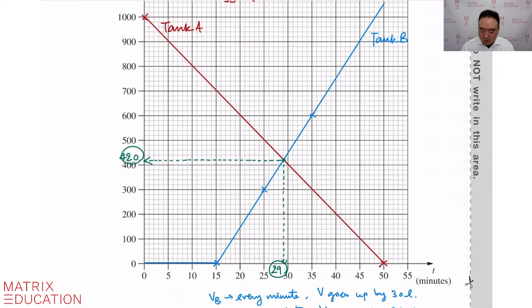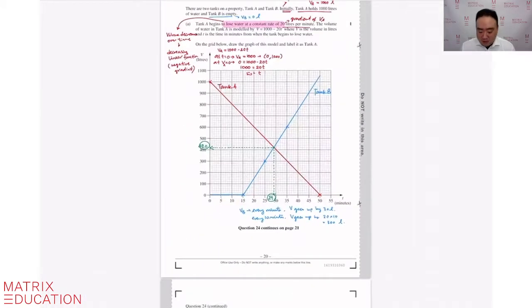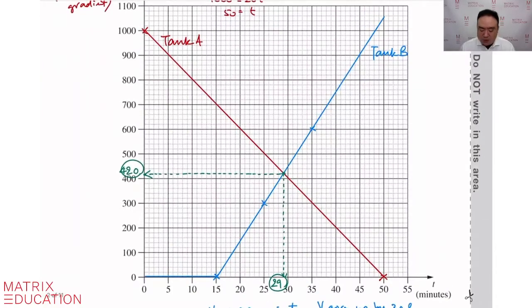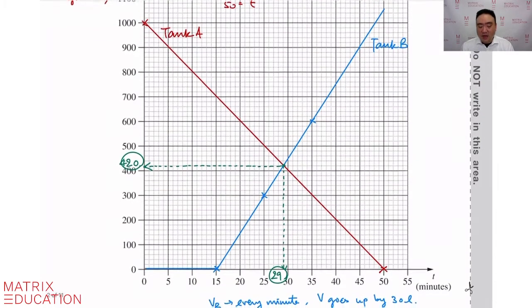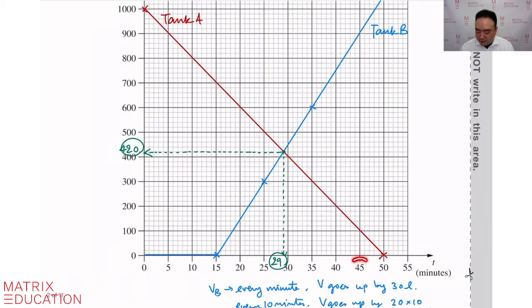Because the volume of A is 420, the volume of B is also 420. When you add them up, you have 840, which is not the answer. We want them to add up to 1,000. So if you screen the graph carefully, you can see that on the 45th minute, the volume of water in tank A here is 100 liters, correct?